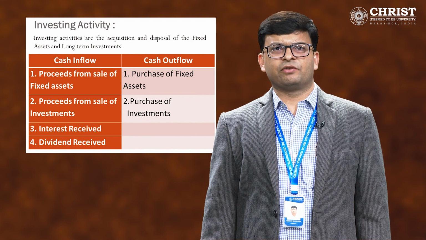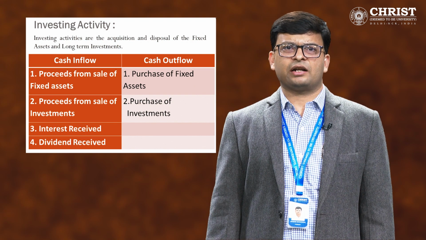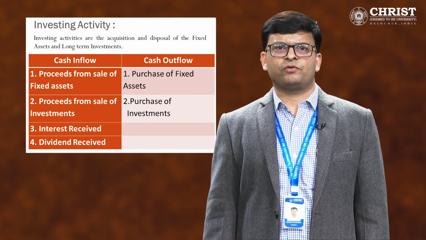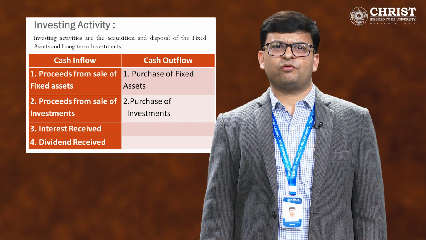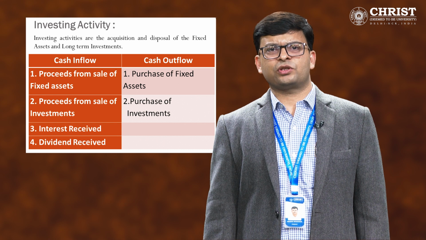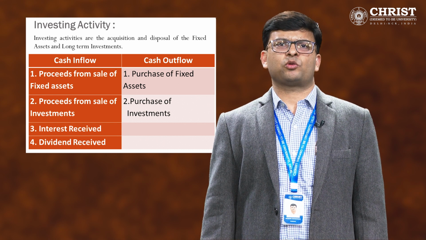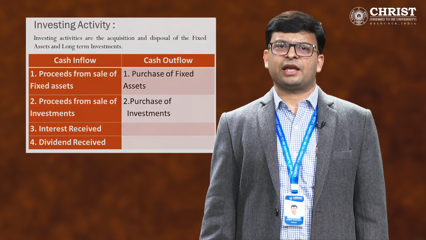Second is the investing activity. Investing activities are the acquisition and disposal of the fixed assets and long-term investments. Examples of cash inflows are proceeds from sale of investments, proceeds from sale of fixed assets, interest received, dividend received, etc. And examples of cash outflows are payment for purchase of fixed assets and payment for purchase of investments.